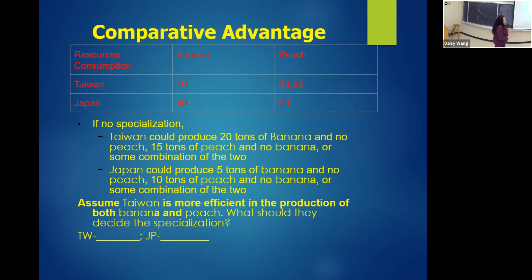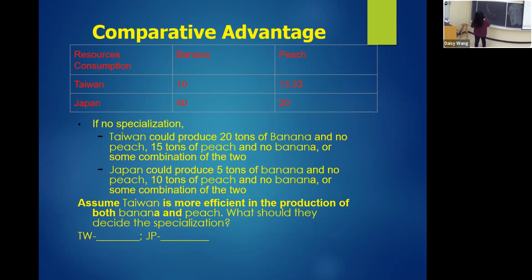So Taiwan is actually more efficient producing both banana and peach. So what should I decide? Taiwan does banana and Japan does peach, because Japan does really badly, using a lot of resources producing bananas, and Taiwan uses little. Well, Taiwan uses little in both. So you look at Japan: Japan produces peach the most efficiently. Okay, very good. So that's what we call comparative advantage. You don't compare with another country, but you compare with yourself, whatever you do better within your country. So Taiwan actually does better with banana.